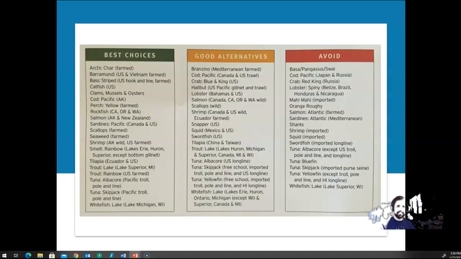So this is just a list from the Monterey Bay Aquarium. They make cards like this that you can fold in your wallet for when you're shopping. And so you can judge which fish are really bad for the environment and are just getting overfished and dying. So if you love to eat seafood, you can still do so with these guides that give you a responsible option. All right, that's it.